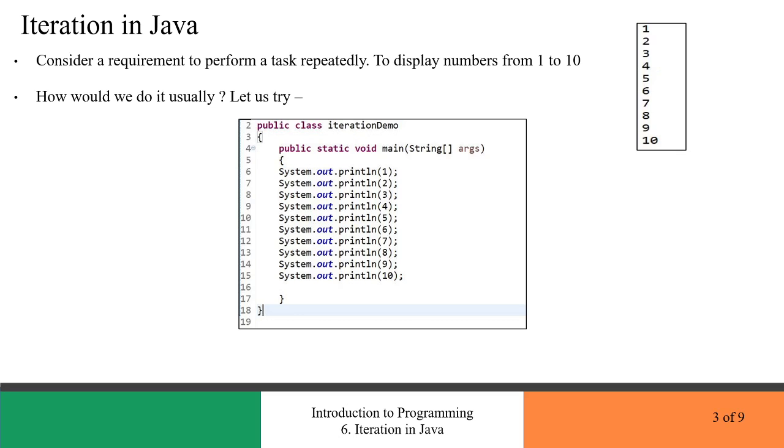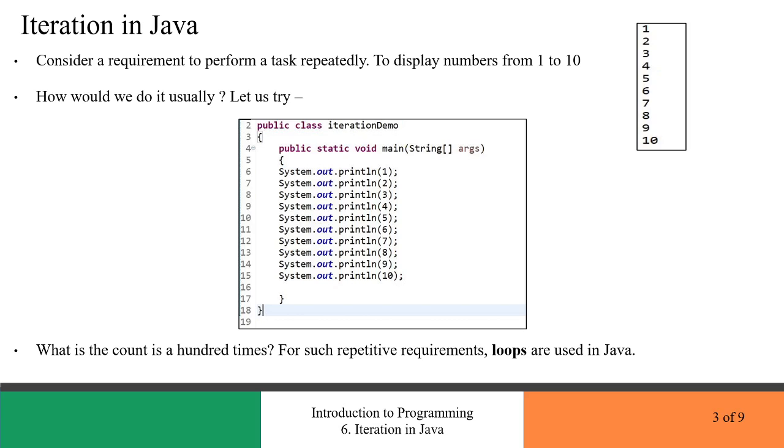This program is small enough, but what if the requirement is to print 100 numbers or 1,000 numbers? The program would get lengthy, right? For such repetitive requirements, we use loops in Java. Let us try to understand how to use loops and how they make our work convenient.